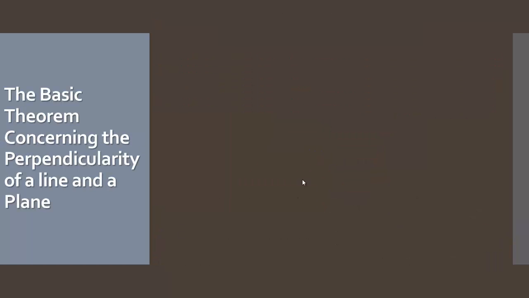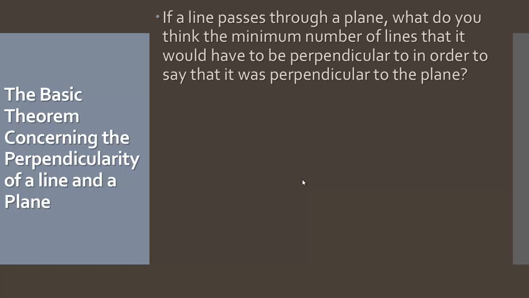Alright, so now the basic theorem concerning perpendicularity of a line and a plane. So, for instance, if a line passed through a plane, what do you think the minimum number of lines that it would have to be perpendicular to in order to say that it was perpendicular to the plane? So we're talking about how many lines a line passing through a plane would have to be perpendicular to in order to say it was perpendicular to the plane.